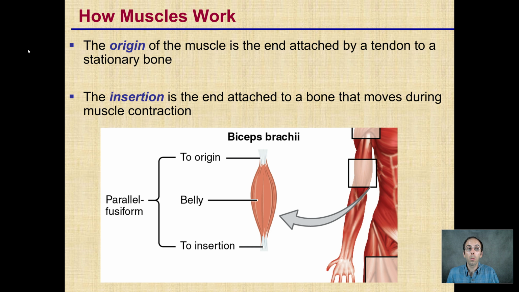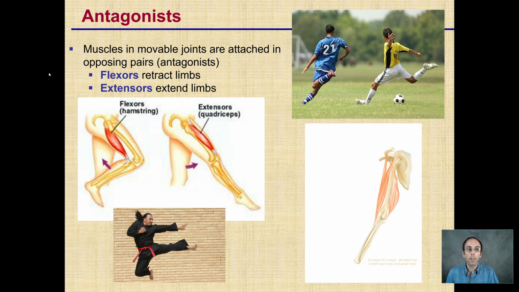So how do muscles work? Well, there's an origin, which is the muscle end attached to a tendon or stationary bone. We need something to pull against. Then there's the insertion, which is the attachment to that bone and contractile muscle. The antagonist muscles of a movable joint are attached as opposing pairs. We have our flexors and extensors.